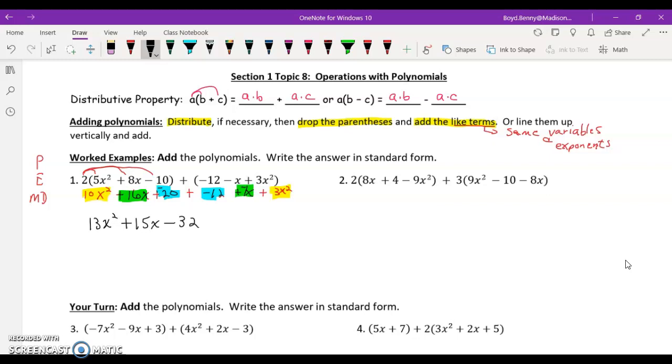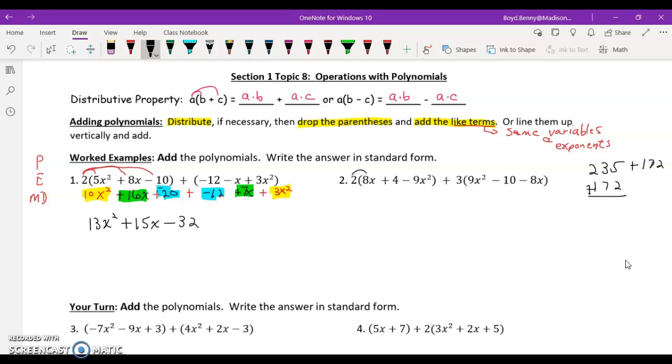The second one I'm going to add vertically. And so what I mean by that is just like if you were adding 235 plus 172, you would line those terms up vertically so that your ones are lined up with your ones, your tens digits are lined up with your tens, and your hundreds are lined up, and then you would add it vertically. Okay? We're going to do the same thing here, except we're going to have to do some distribution first.